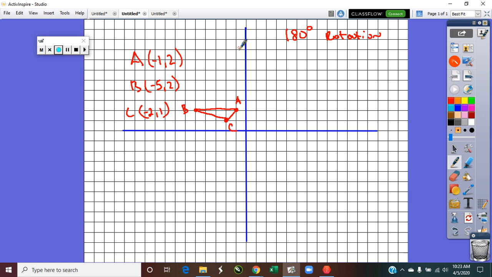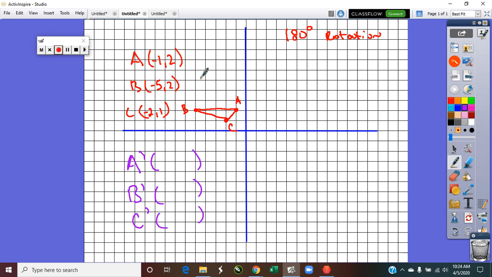This one, all I want you to do is just write the coordinates of the new points, and then graph it. Because I have a rule to go by, and the rule is simply every single one of these is the opposite. Okay, so let's find the new coordinates for A, the new coordinates for B, and the new coordinates for C.